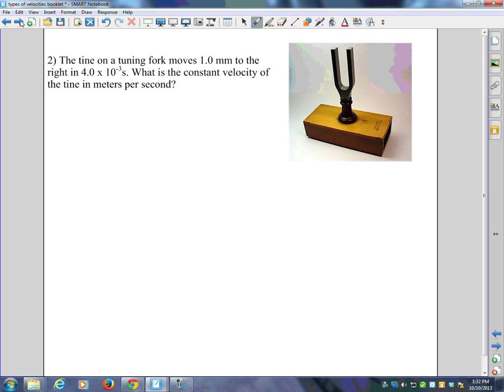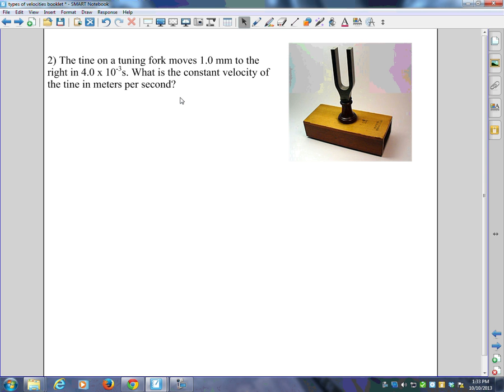It moves 1 millimeter to the right in 4.0 times 10 to the minus 3 seconds. What is the constant velocity of the tine in meters per second? Now, it actually wouldn't be a constant velocity. In fact, it would be an average because it would have to speed up and slow down. But semantics aside here, I want to know it in meters per second.